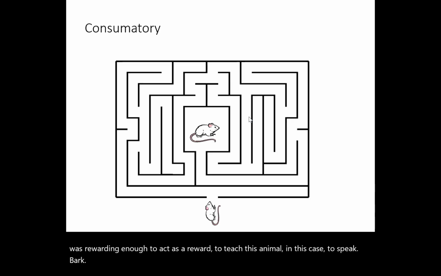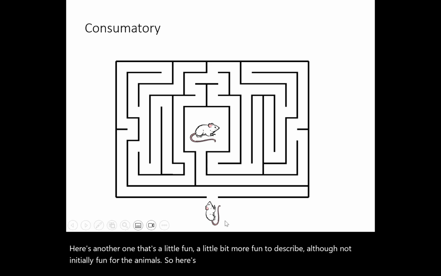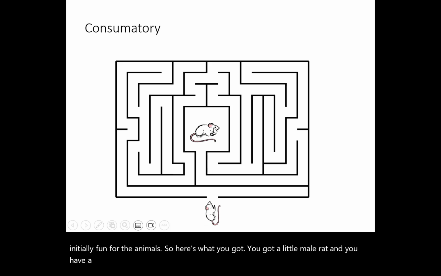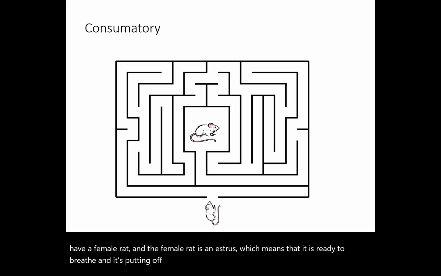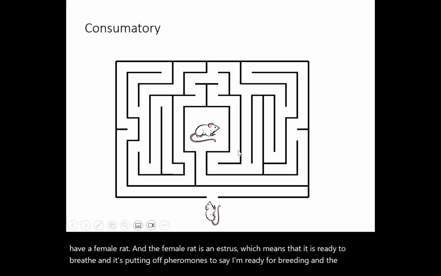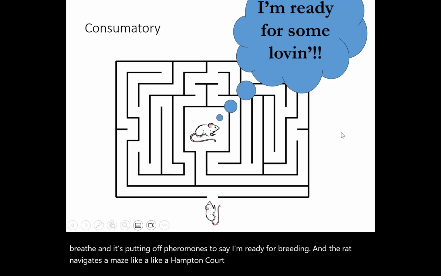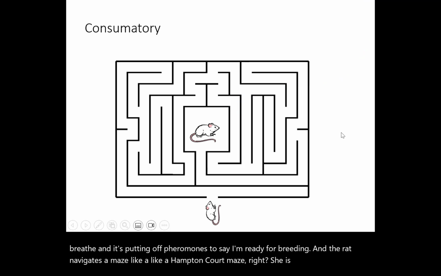Here's another one that's a little bit more fun to describe, although not necessarily fun for the animal. So here's what you've got. You've got a little male rat, and you have a female rat. The female rat is in estrus, which means that she is ready to breed, and she's putting off pheromones to say, I'm ready for breeding. The rat navigates a maze like a Hampton Court maze, right? She is ready for loving, and the male is ready to go.